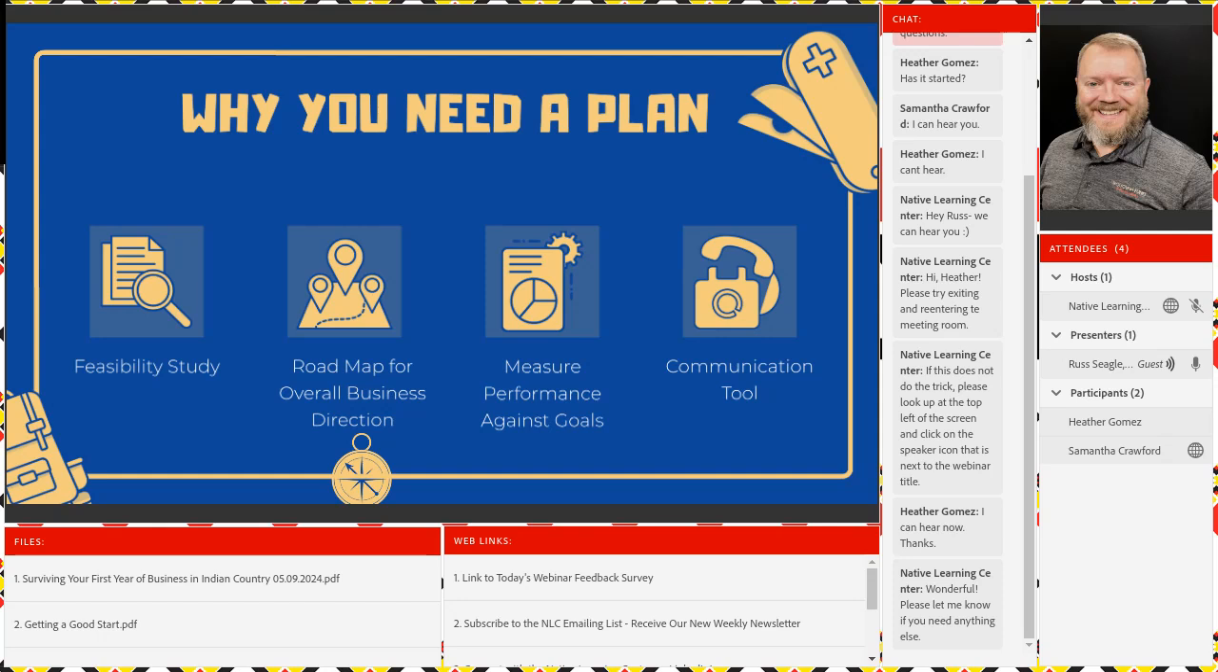Then it becomes a roadmap for your business direction. And roadmap is kind of antiquated, right? Your business plan really needs to operate more like a GPS. A roadmap, if you get lost, you got to drag that roadmap out and you got to find where you are or guesstimate where you are. And you got to find your way back to the main road.